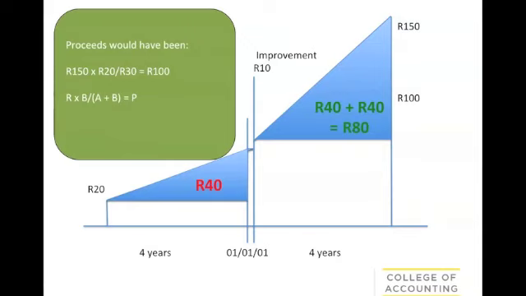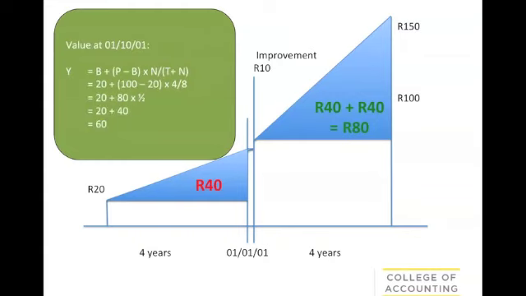If we express that as a formula, what we're saying is the selling price of 150 Rand, call that R, multiplied by the expenditure before October 2001, divided by all the expenditure incurred, equals P, our modified proceeds. That's what we could have sold the house for if we had made no further improvements after October 2001. Now hopefully that formula looks familiar. That is the modified proceeds formula, and that's the input for the modified base cost formula.